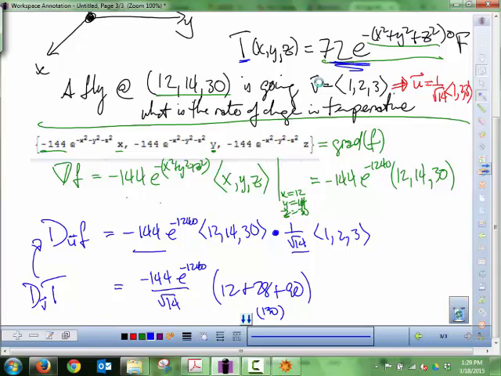Are we always going to be given the direction for these types of problems, or do we have to find it? You might have to find the direction. Let's say the bee is at 12, 14, 30, and then the bee wants to go where the food is at 0, 5, 7. So you have to find a direction that goes from one point to the other point.